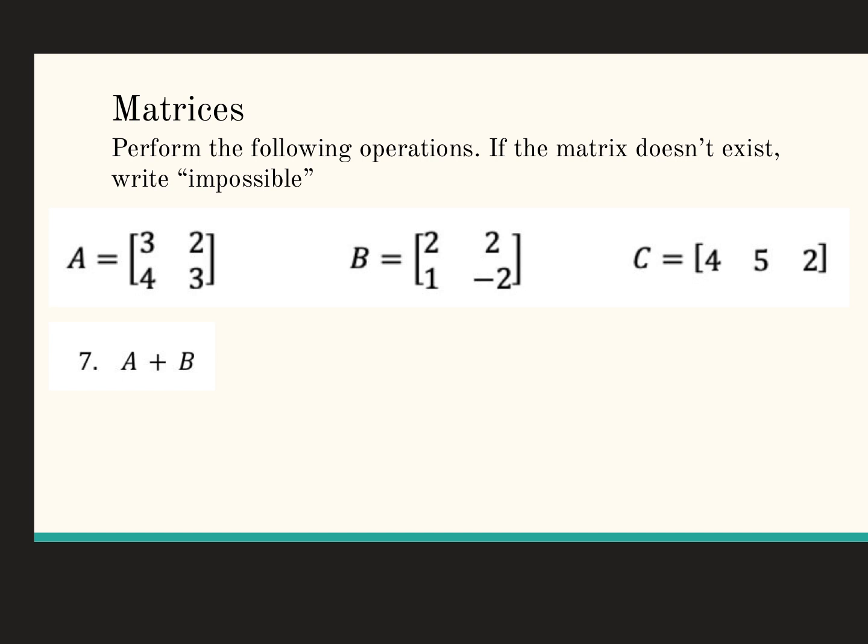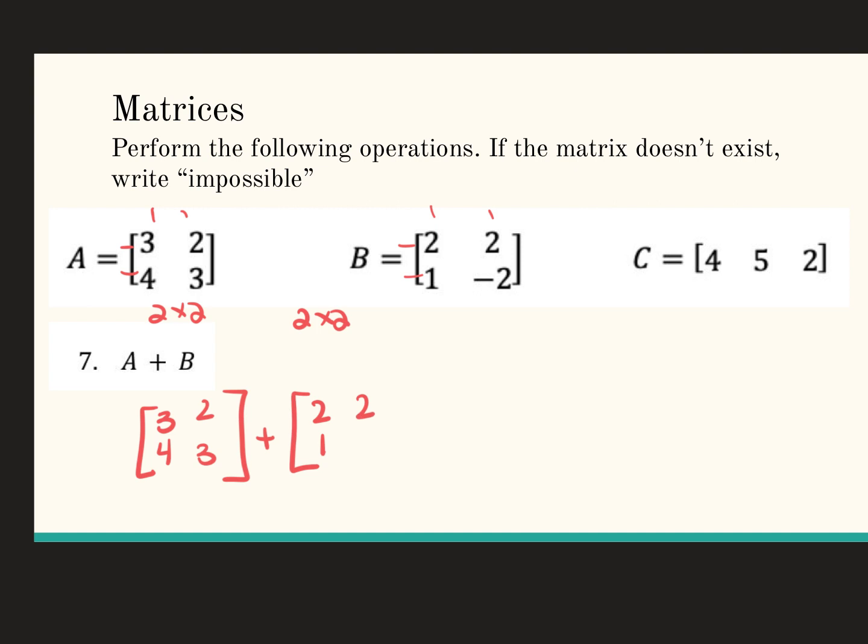It is asking me to do A plus B. So I'm going to look at A, which is a 2 by 2, and I'm going to see if I can add it to B. B is a 2 by 2. They are the same size, 2 by 2, 2 by 2. So I can go ahead and do this operation. I can take A, so 3, 4, 2, 3, and I can add to it B, so 2, 1, 2, negative 2. So this is just like before, we're just going to add each element that's in the same spot together.